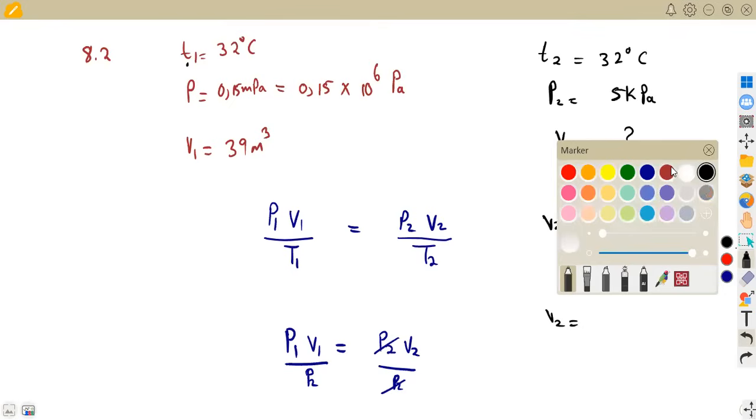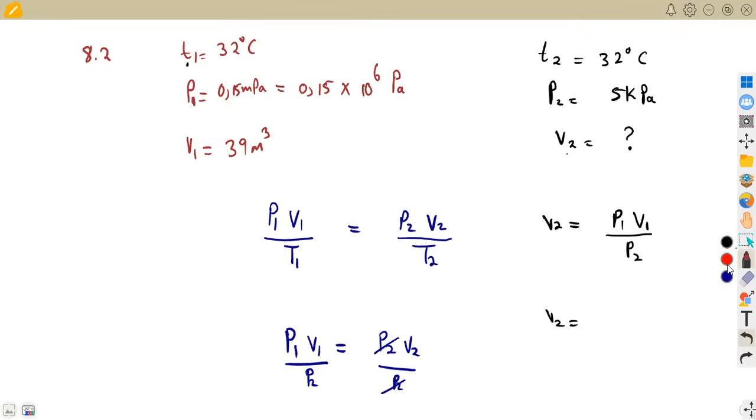This is our P1, the first pressure that you're given, which is 0.15 times 10 to the exponent of 6, times V1. We have V1, which is 39 in this case, everything over P2. Our P2 in this case, which is 5 kilopascals, that's 5 times 10 to the exponent of 3. So we're going to have 5 times 10 to the exponent of 3 in this case.